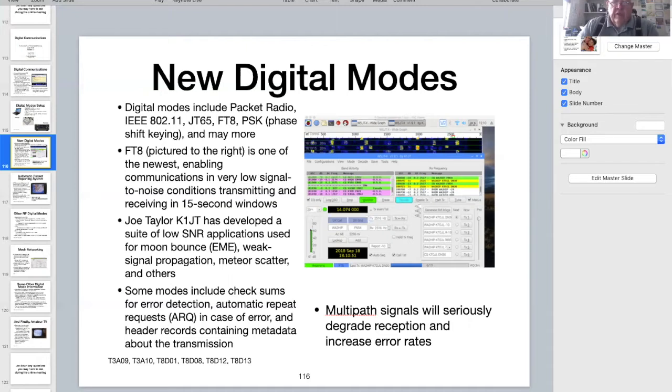Radio waves emitted from an antenna may be reflected off of other objects or buildings, and the same signal may arrive at the receiver from different directions and at different times. This is called multipath. The human ear can usually decode those echoing signals. Digital modes, however, are very susceptible to multipath signals, and it can definitely degrade reception and increase error rates.